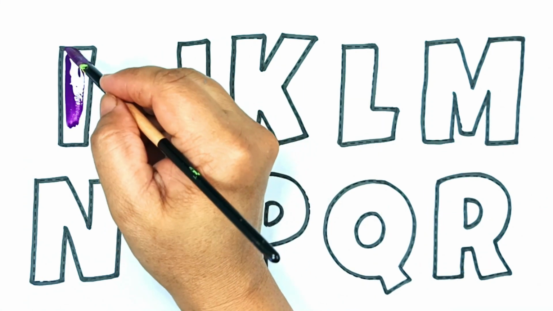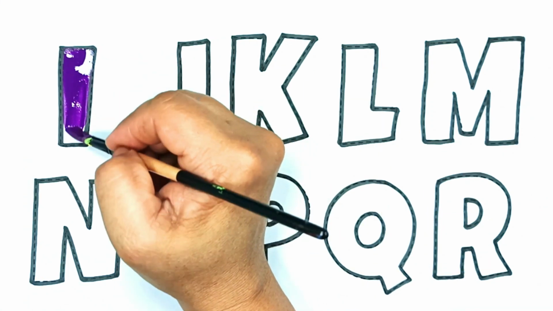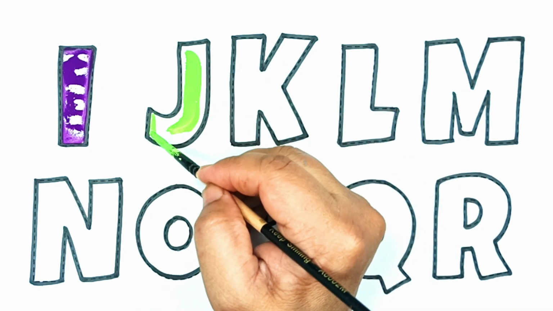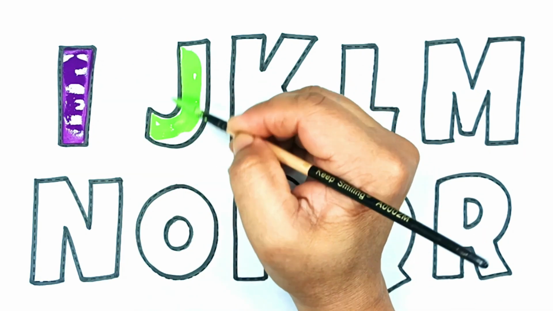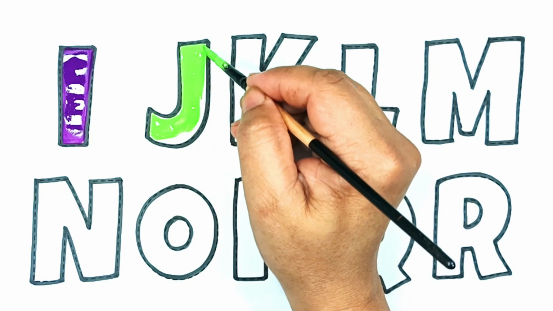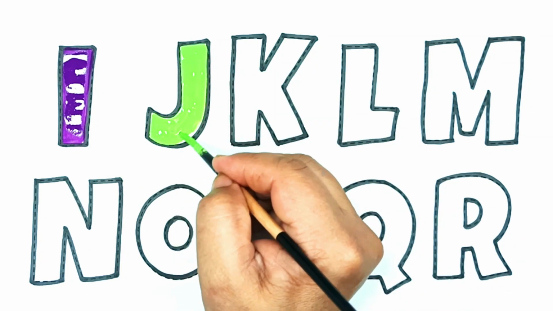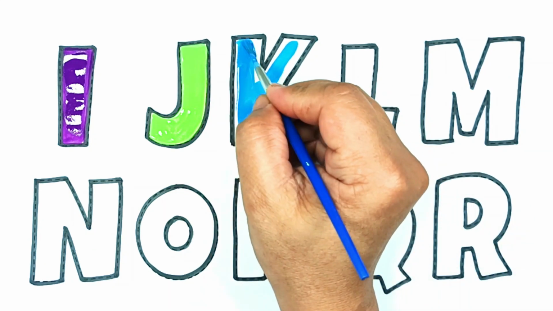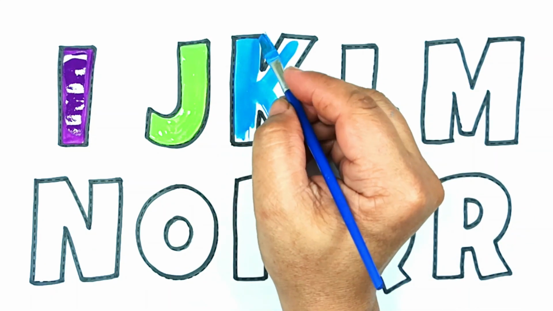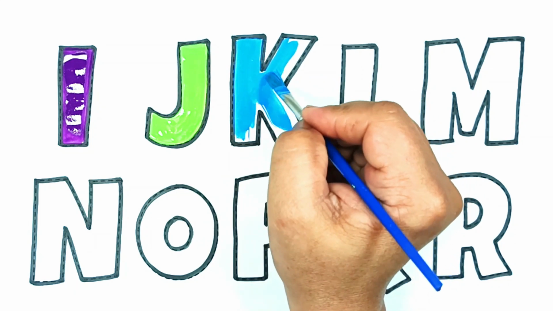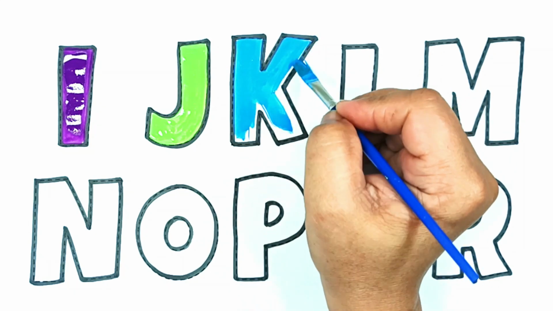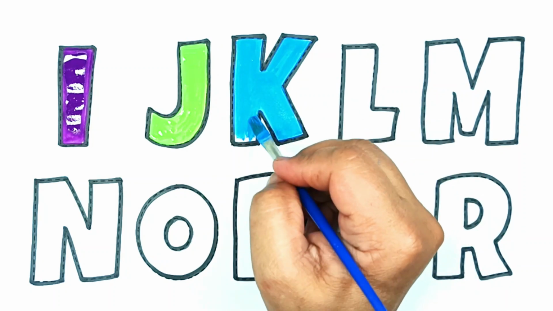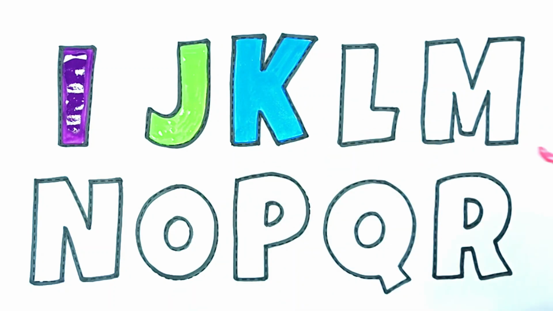I for Indian, I for igloo. I is for island, surrounded by sea. J for jam, J for juice. J is for jam, you eat with your tea. K for kangaroo, K for key. K for koala, he's cute and he's brown.